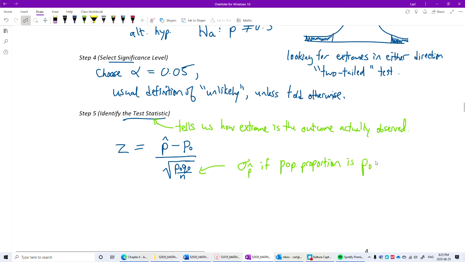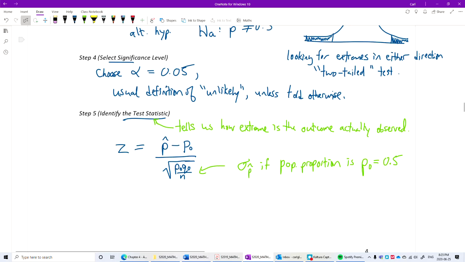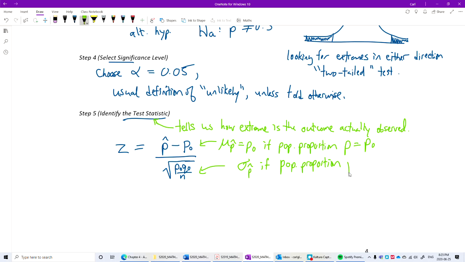And in this case, p0 is going to be the value of the null hypothesis, a half. So in the denominator we have sigma of p hat. It's the standard deviation for p hat if the null hypothesis is true. And here I have the mean value of p hat, which is p0, if the population proportion p is p0, which is 0.5 in this case.